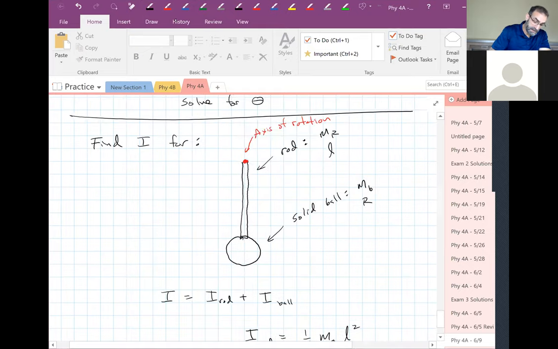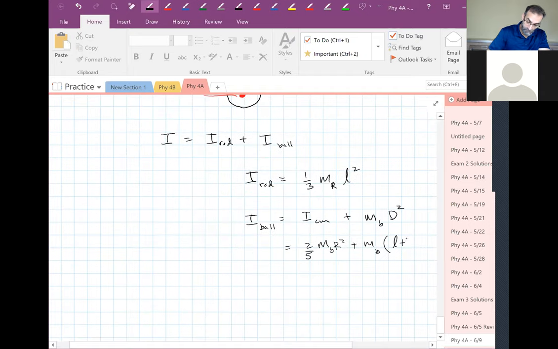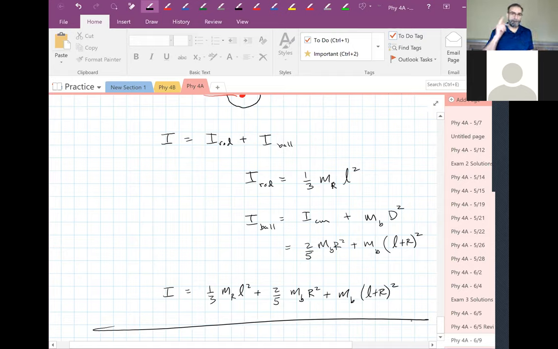And the distance between our center of mass axis and the one that we're really interested in, that's D. And that's L plus R. And there you have it. Add them up and you get your total I. Parallel axis theorem.